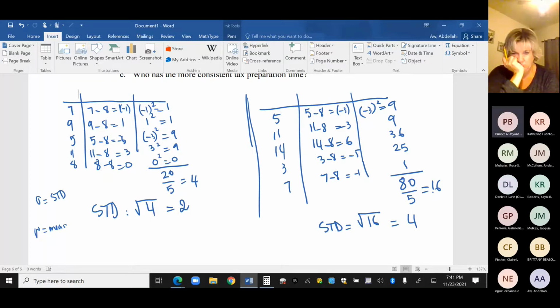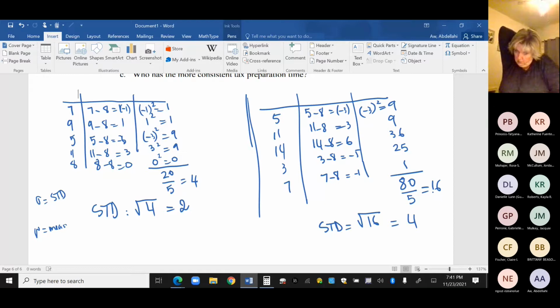Who's more consistent? Wait, explain that one more time. Yeah, please. The first accountant, the standard deviation is 2, right? The average preparation is 8, right? That is the average preparation. In any given day, the average time would be 8 hours, right? But sometimes he can go all the way to 10.